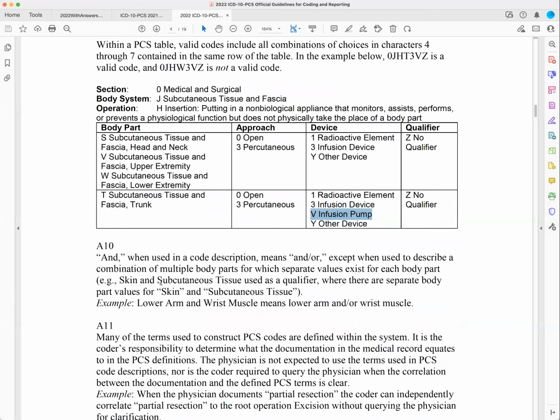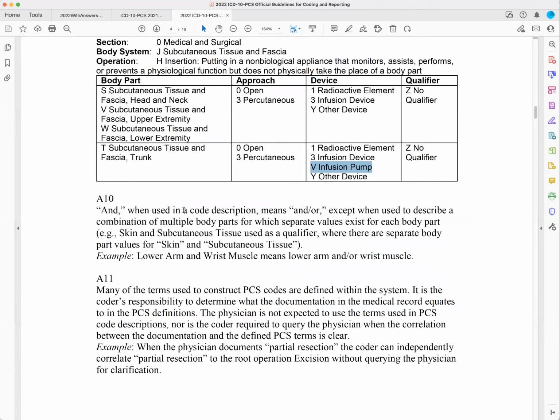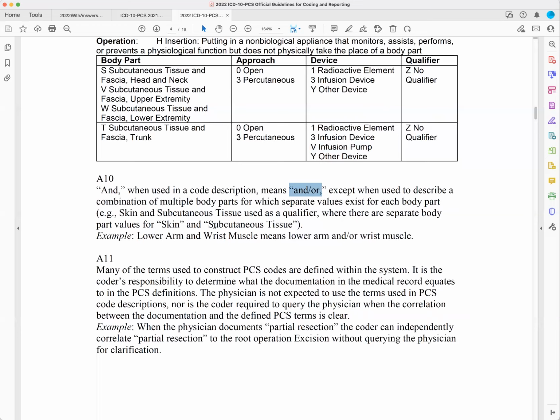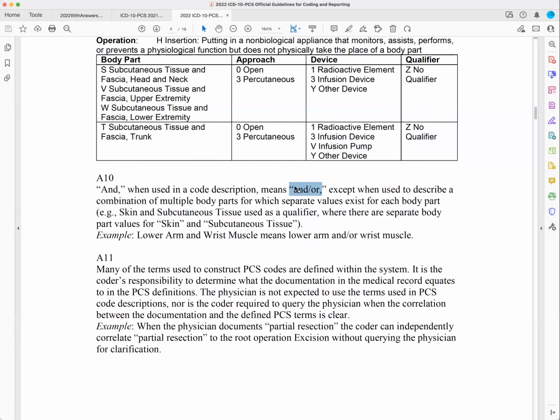Our next guideline is about the term "and." Whenever you see "and" in a code description, that could be used to mean "and/or." Okay, so either one of those. The exception is when it's used to describe a combination of multiple body parts for which separate values exist for each body part. So lower arm and wrist muscle means lower arm and/or wrist muscle. Okay, so "and" in PCS can be translated to either "and" or "or."